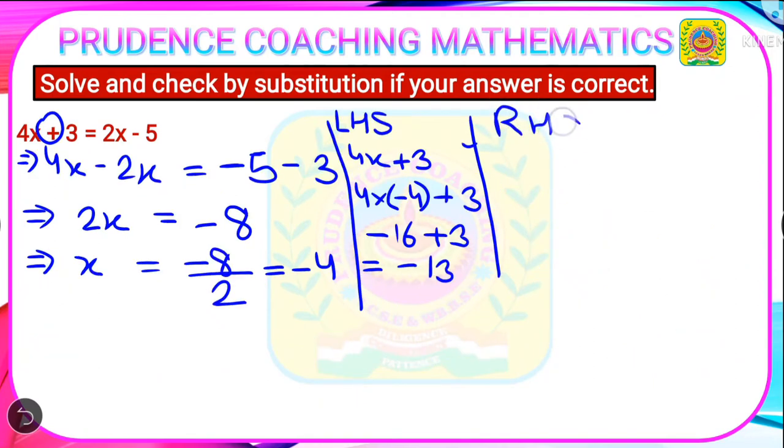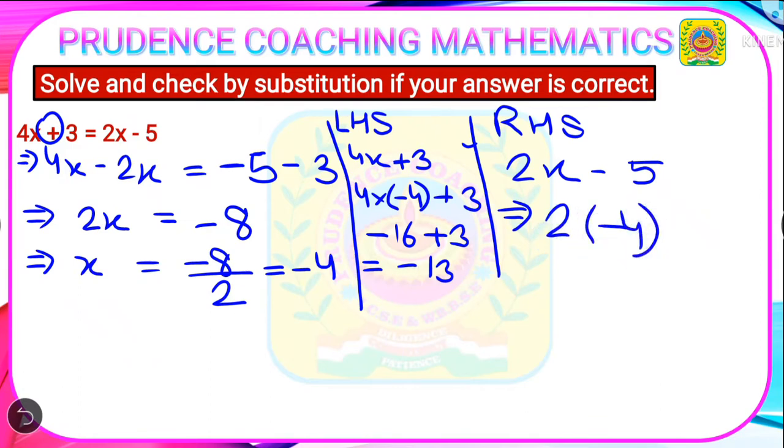So we will write RHS, that is right hand side. As in the question we are given 2x minus 5. Now we need to put the value of x here, that is equal to minus 4 according to our solution, and we have minus 5 here. So by solving you will get 2 into minus 4. 2 into 4 is 8 and the sign will be negative.